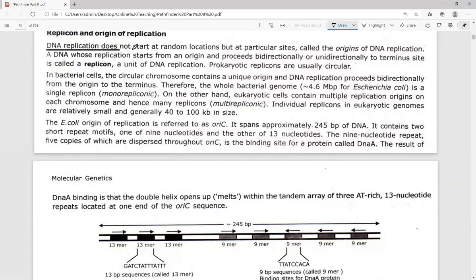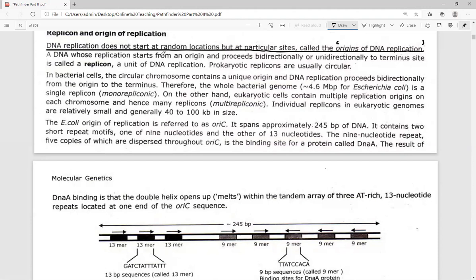a specific location within the genome, and the location where the process of DNA replication takes place is referred to as the origin of DNA replication. There are very clearly marked areas within the genomic DNA where the process of DNA replication starts. Those areas are referred to as origins of DNA replication.